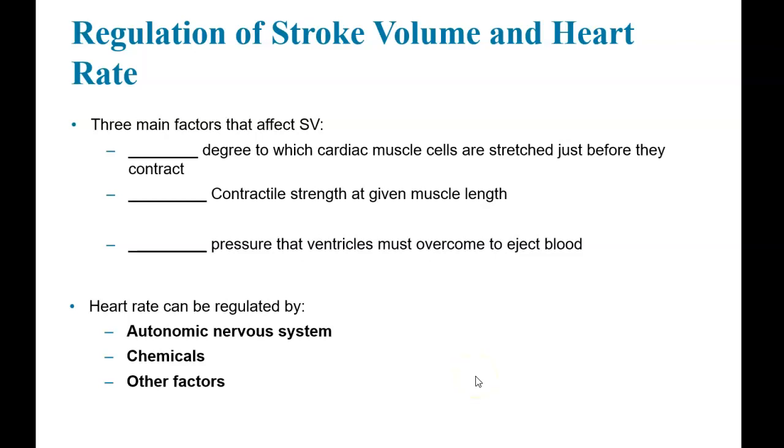Heart rate can be regulated by the autonomic nervous system because the sympathetic nervous system can be activated by things like emotional or physical stressors. And also the parasympathetic nervous system counteracts the sympathetic nervous system. And there's the chemicals. So things like hormones and ions like calcium and potassium. Okay, so these are the main ones that regulate the heart rate.